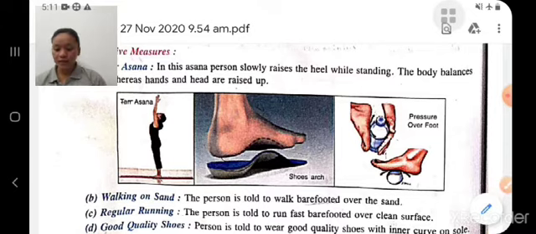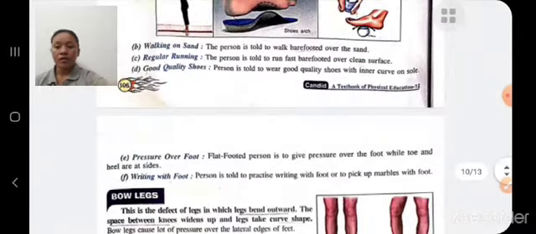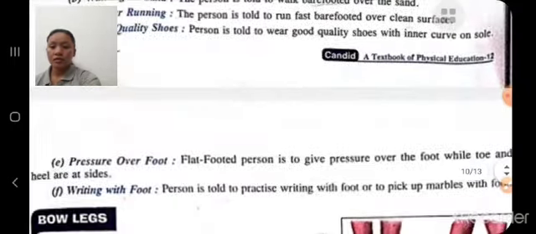Okay, first Tarasan, walking on sand, regular running, good quality shoes, pressure over flat foot, or writing with the foot. It is also a good exercise for correcting the flat foot, writing with the foot. Next is bow leg.